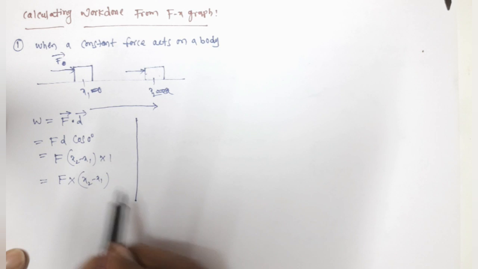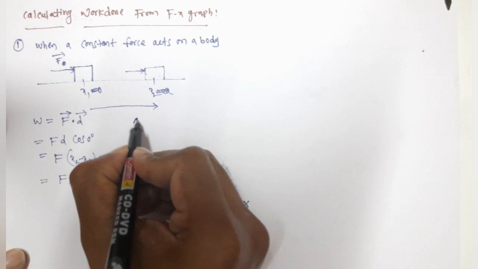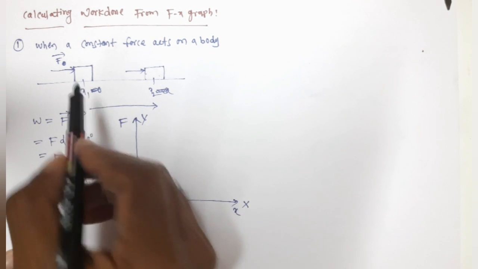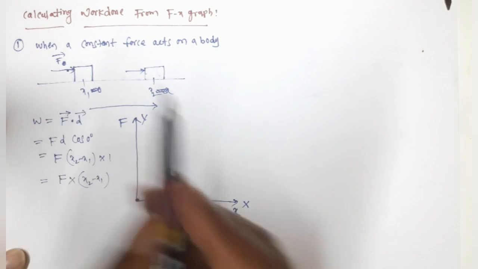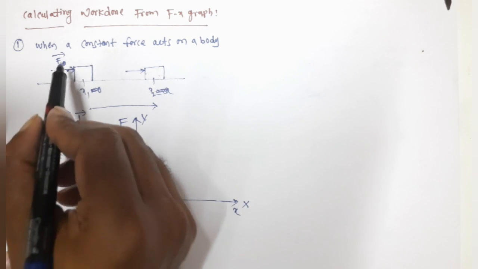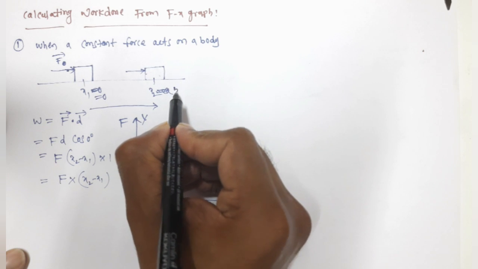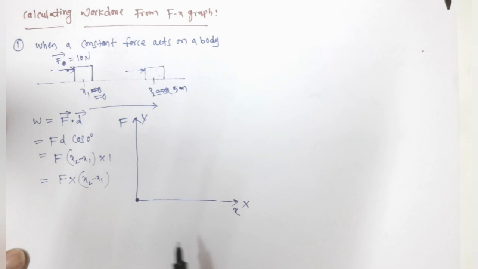So mathematically we are calculating this. Now let us take the graph. Take displacement on the x-axis, and this is the y-axis. Take force on the y-axis. Let us assume this is the x1 position, the initial position. So we are applying a constant force, right? So this is the graph we are taking. Let us assume x1 equals 0, and x2 equals some 5 meters. I am just taking an example, and this value, let's say 10 newtons.